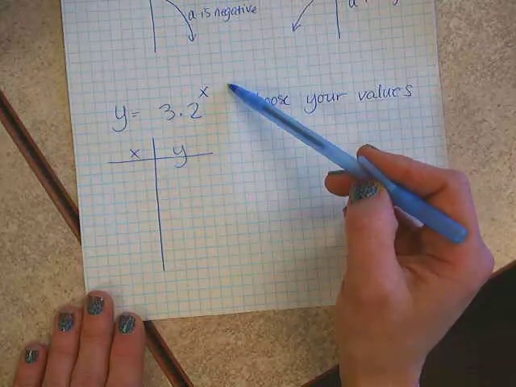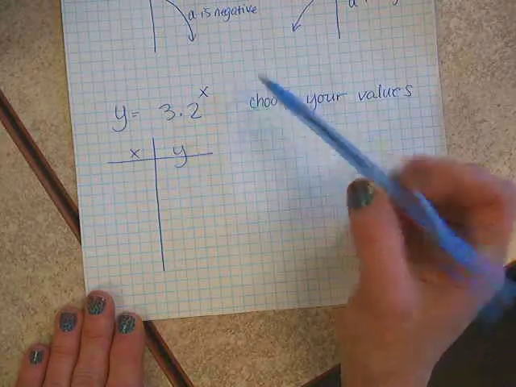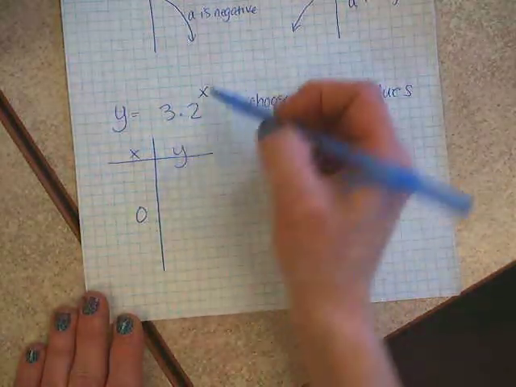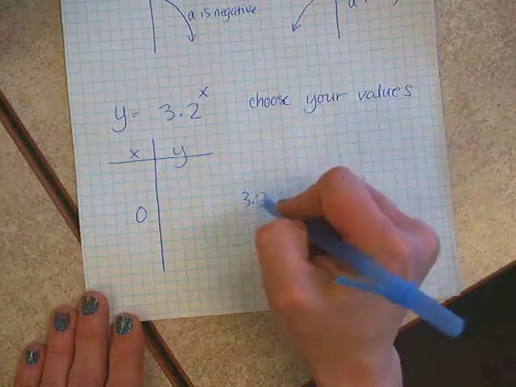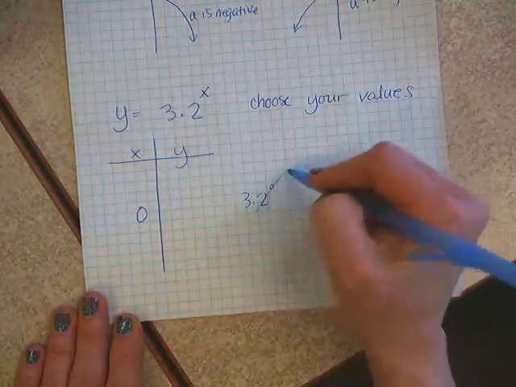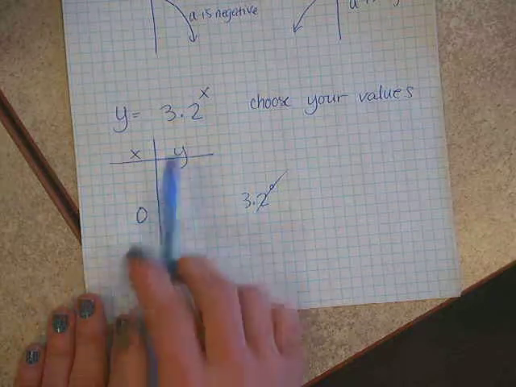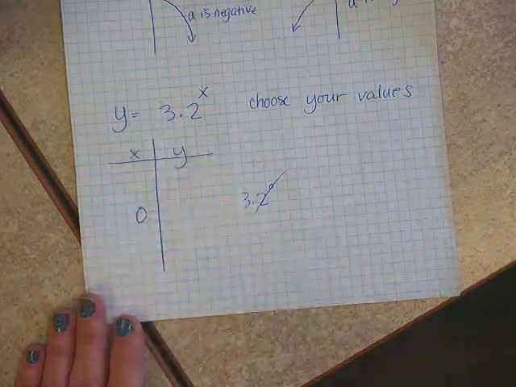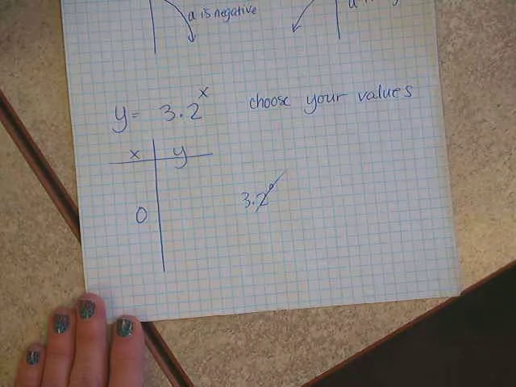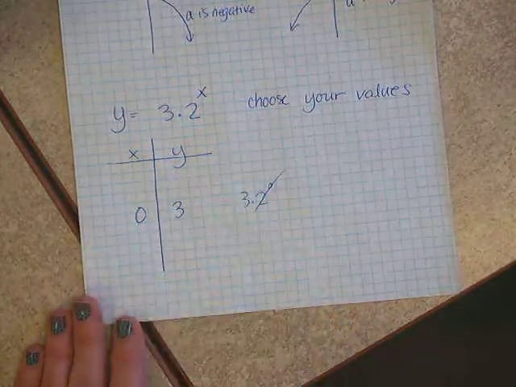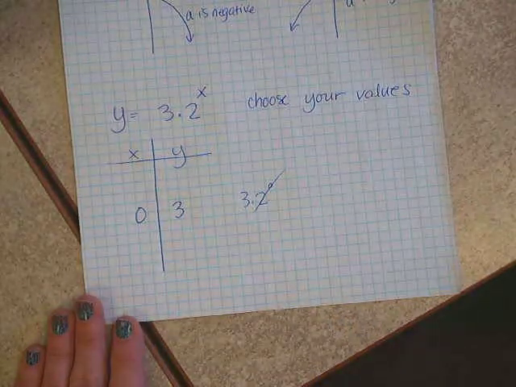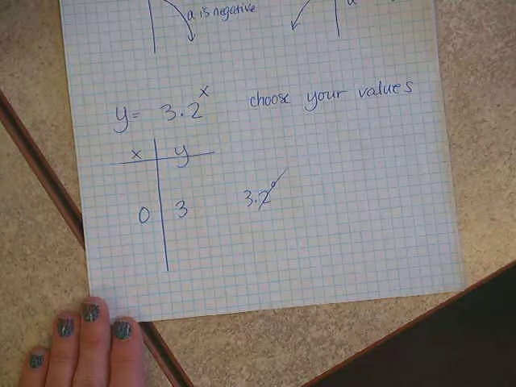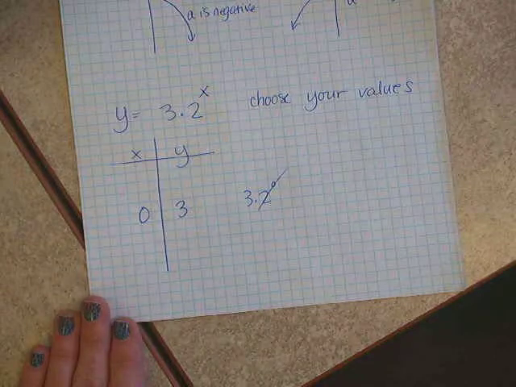Okay, so you should always go with 0. And if I go with 0, this is going to be 1, right? Yes? So let's put that in the center of our table. So if I go with 0, I have 3 times 2 to the 0. That's going to be 1, so my output should be a. So (0, a) will always be one of my points. Okay, so a is 3.